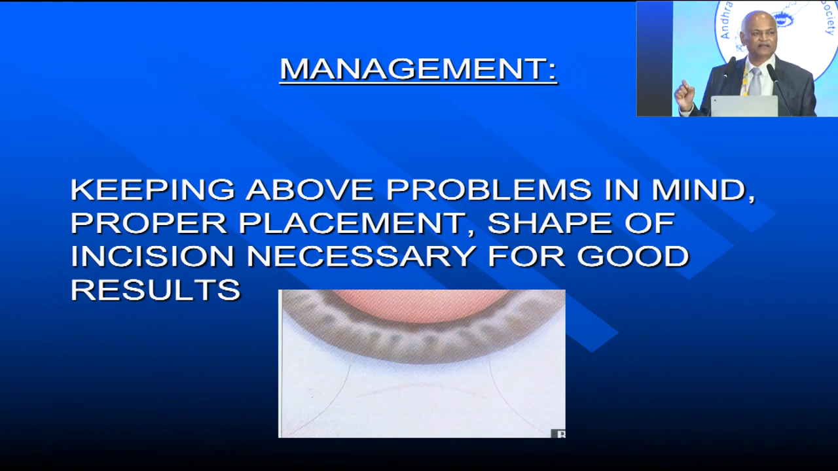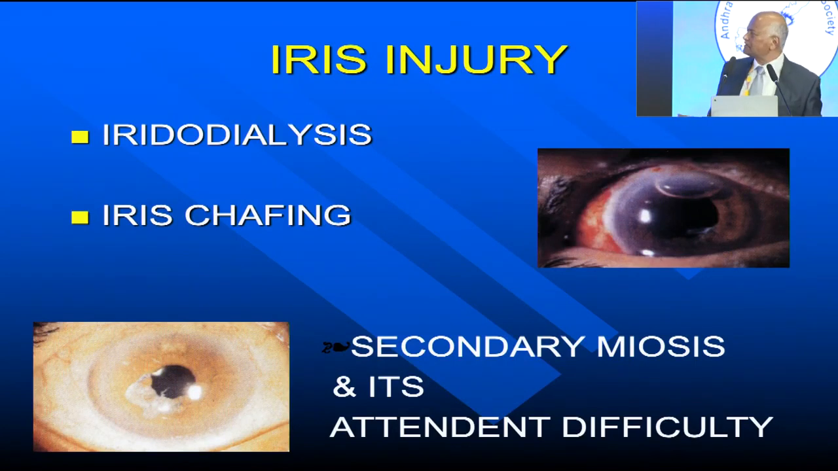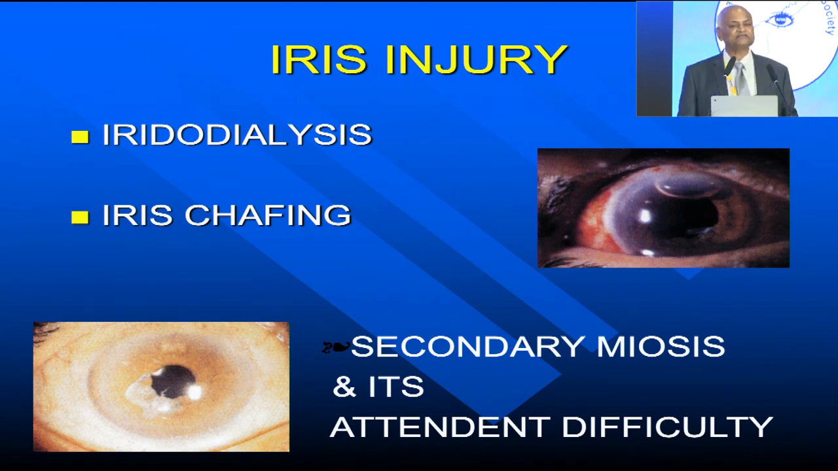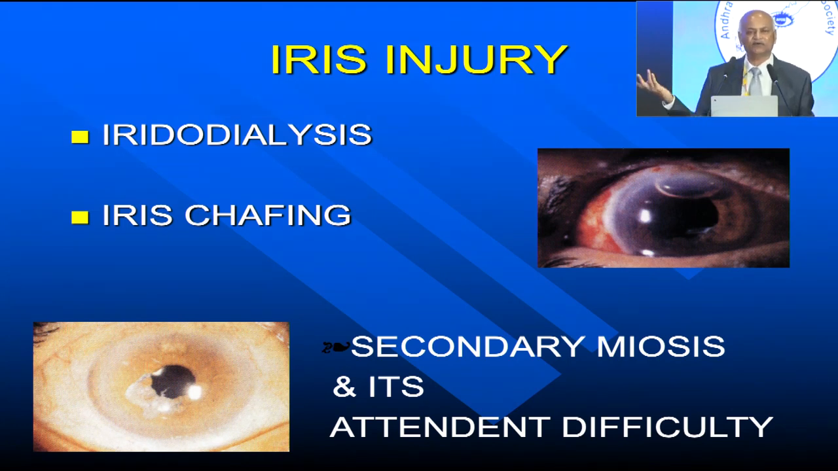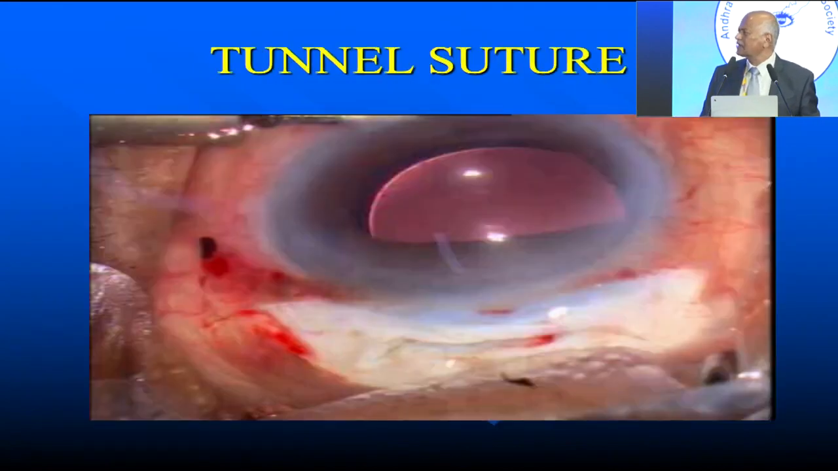So always remember, if you want a good result, then the shape of the incision, size of the incision, and internal opening of the incision, everything about the incision is very important. Now sometimes you get iris injury, iridodialysis or iris damage. Then there is a secondary miosis. What happens if your tunnel is not in the cornea is that you are touching the iris every time instruments go in, and when you are touching the iris, there is miosis, and once there is miosis, it is difficult. But yes, we can now use phenylephrine, and that can help us.